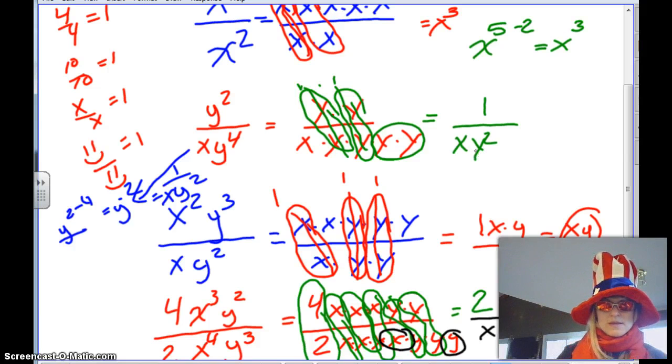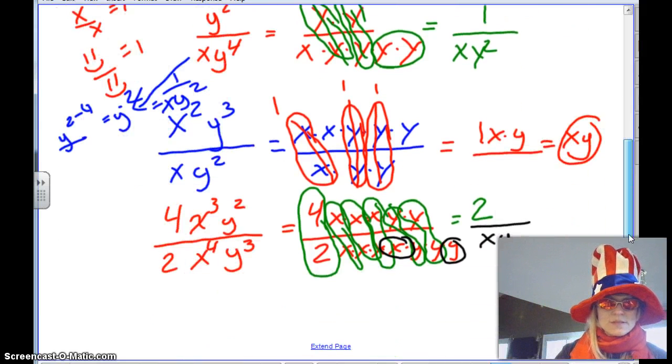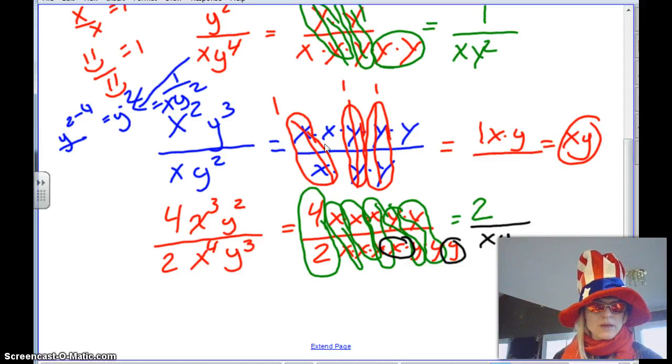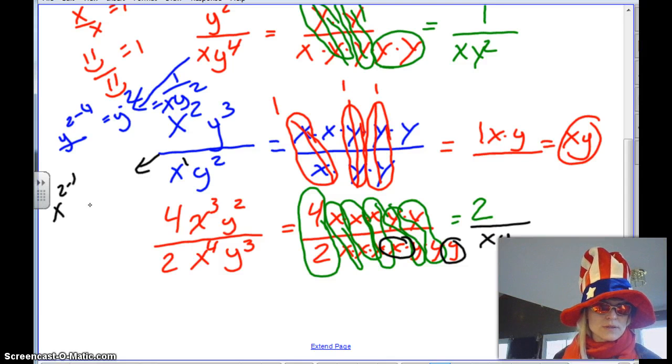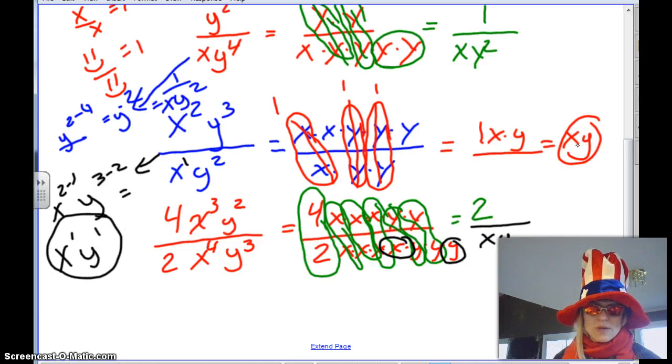Okay? And then if we look at this problem down here, for my x, my a is 2 and my b is going to be 1. So that's the a, that's the b. So I'll have 2 minus 1. And then for my y, my a is 3 and my b is 2. So it's 3 minus 2. So that gives me x, 2 minus 1 is 1, and y, 3 minus 2 is 1. So if you look, we have x times y, which is the same thing we got here.